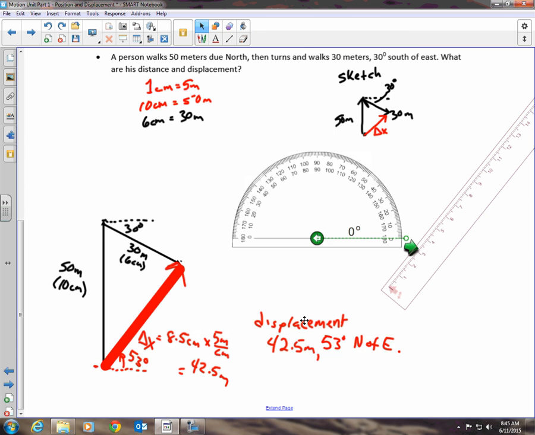Now, back at the beginning, we also wanted to find the distance. The distance is actually very easy. You just add it up. So the distance is going to be 50 meters first, and then 30 meters. So that's going to be a distance of 80 meters.